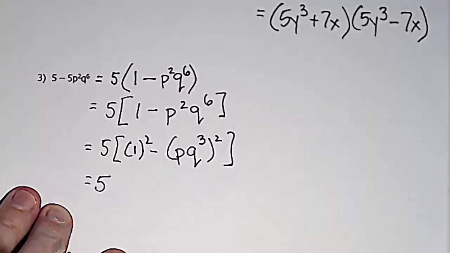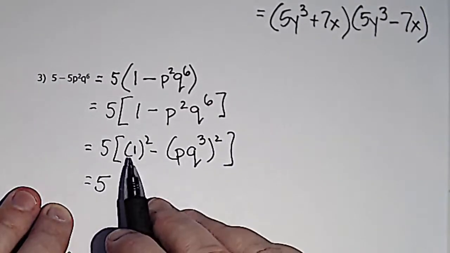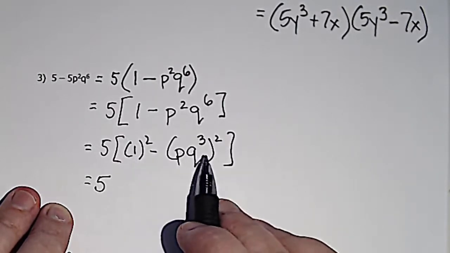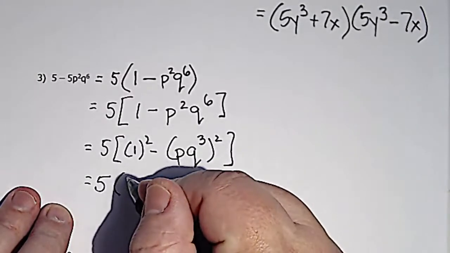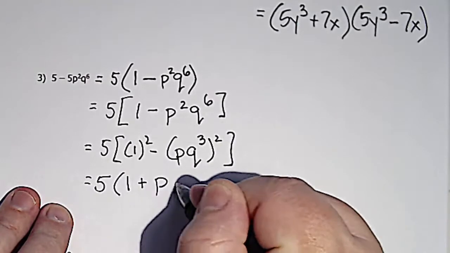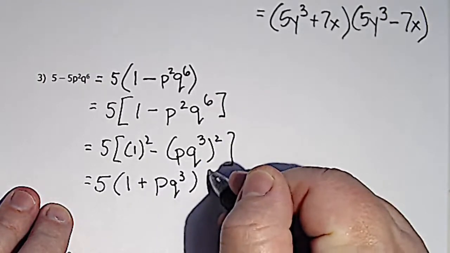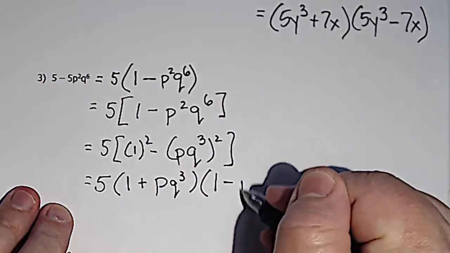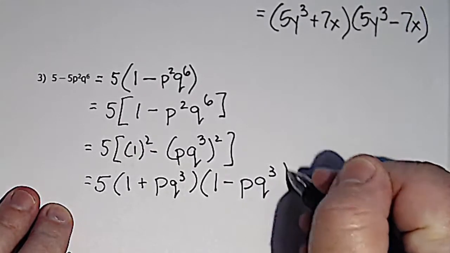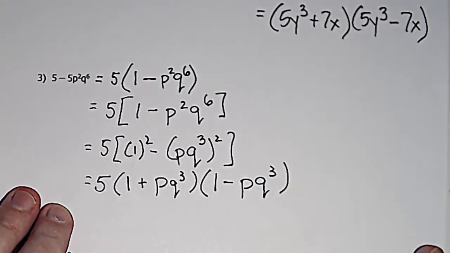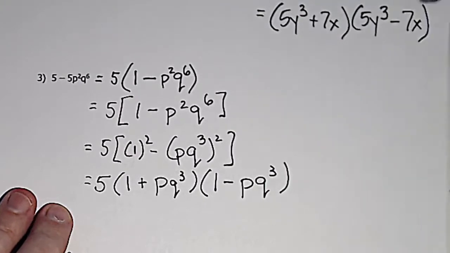Okay, so how do we expand this? Let me try doing this without writing the formula out. A difference of squares, a squared minus b squared. First, I take the two things added together, and then I take the two things subtracted. And that's all it is. Woohoo. Okay, one more problem.